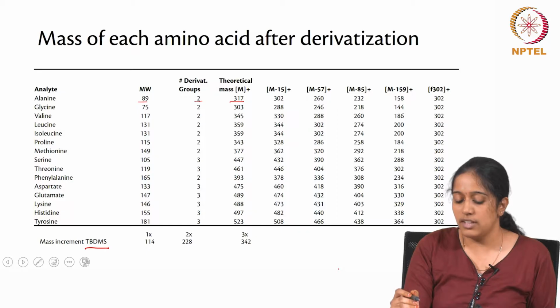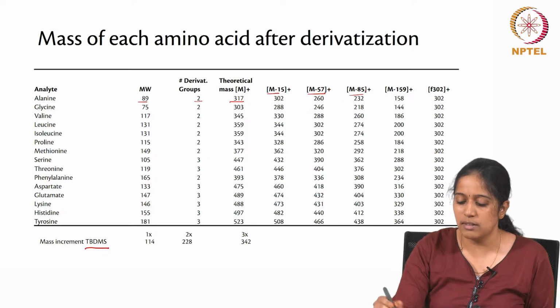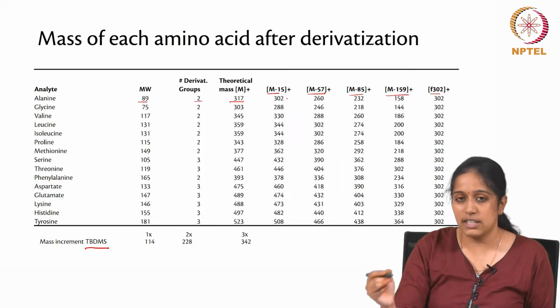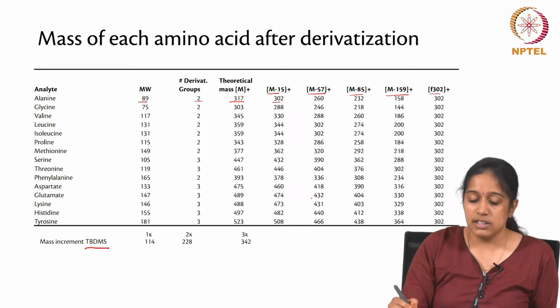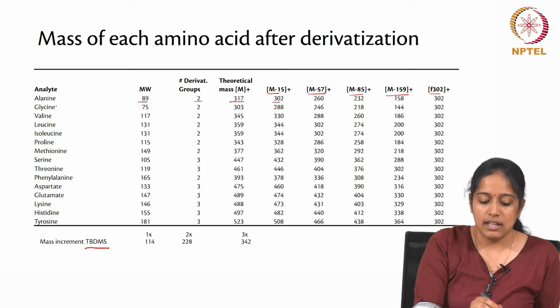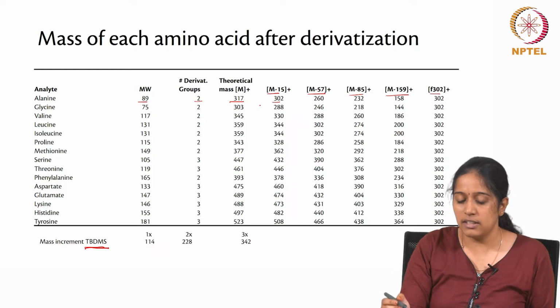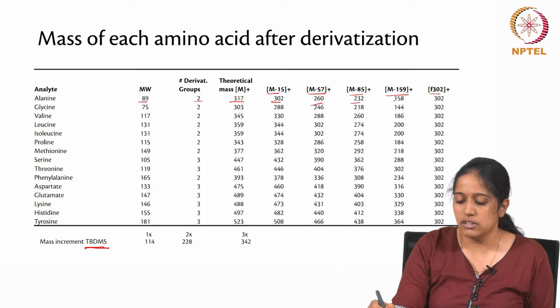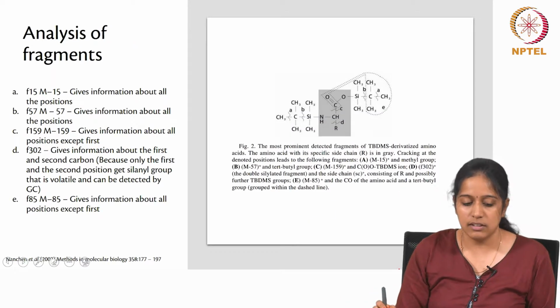As you might have already seen in the previous lectures, we have different fragments, that is m minus 57, m minus 15, m minus 85, 159, 302 and so on, based on the fragmentations that happen, and because of this there can be a variation in the molecular weights. This table basically tells you that alanine, when derivatized using this reagent called TBDMS, gets incremented in its molecular weight, and based on the different types of fragmentation you have different molecular masses. In the next slide I would tell you about the fragments that are observed.